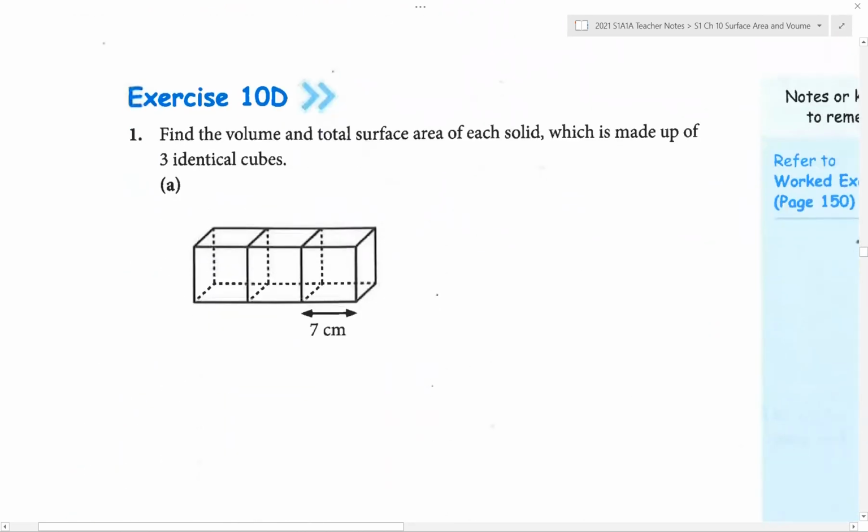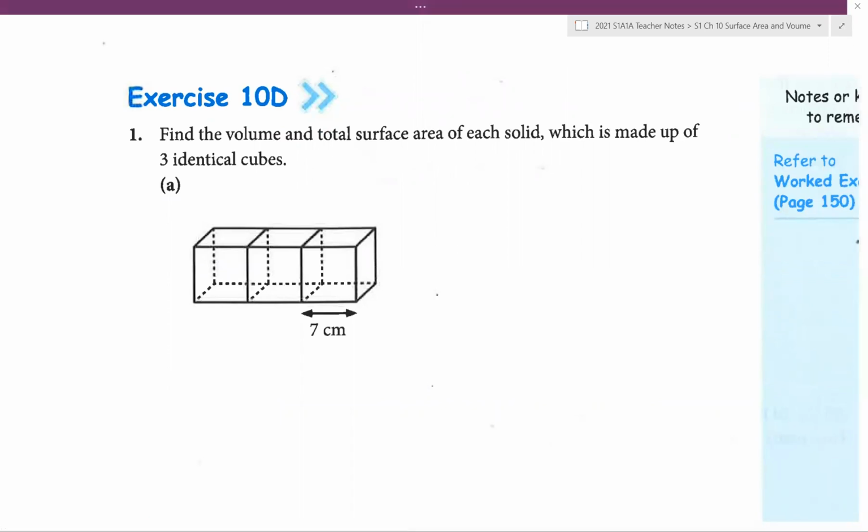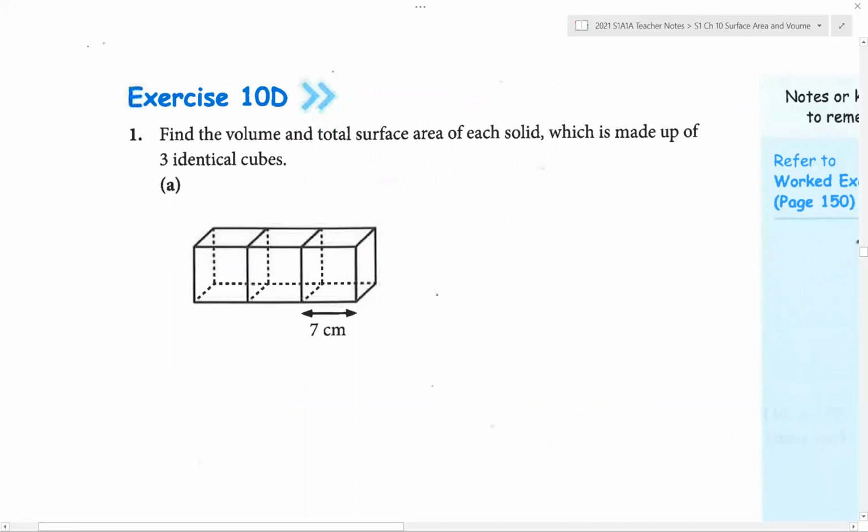Okay, we've got one last page for your homework. Find the volume and total surface area of each solid. Let's start with the volume. I'm going to do this, you let me know if I'm going too fast or if you need explanation.